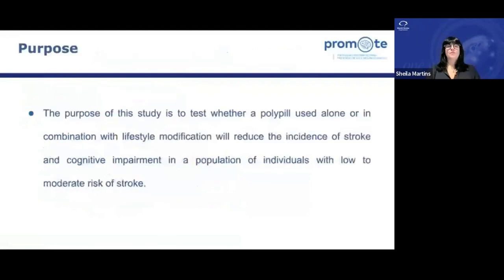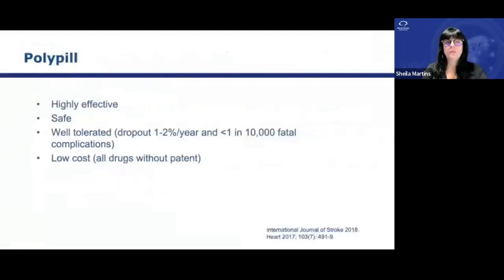The proposal is to test whether a polypill used alone or in combination with lifestyle modification will reduce the incidence of stroke and cognitive impairment in the population of individuals with low to moderate risk of stroke. We know that the polypill is highly effective, safe, and well tolerated, with dropout of 1 to 2% per year, less than 1 in 10,000 fatal complications, and low cost because you can use drugs without patent.